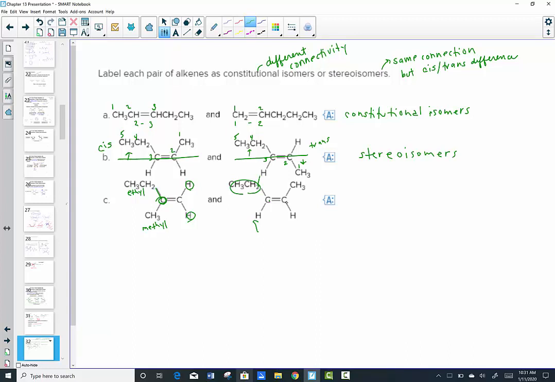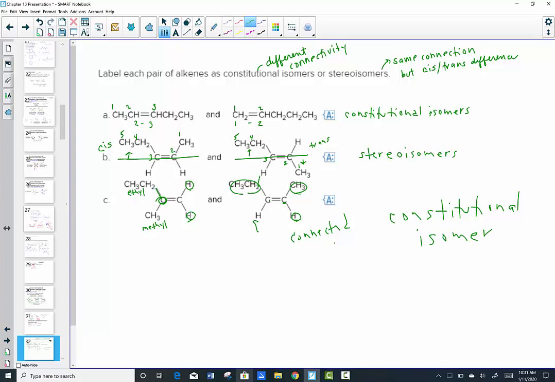My writing is not working well on the screen at the moment. It's connected differently. So let's report that as a constitutional isomer. Now we've got it. Because both carbons in the double bond lead to different attachments, they are not the same compound. They would have unique names.